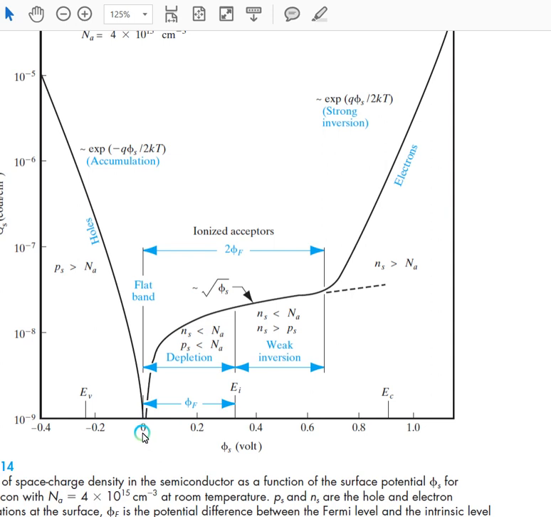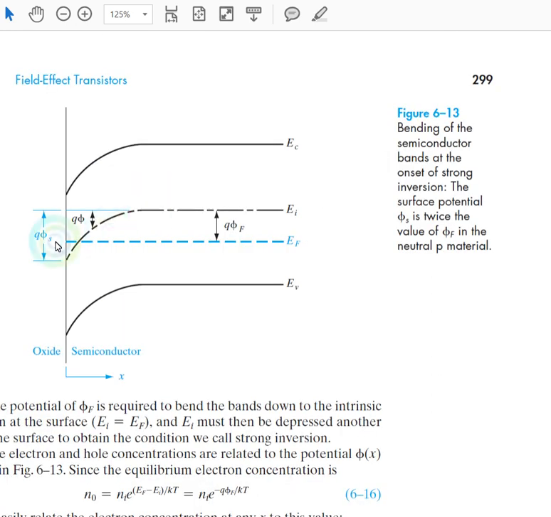Now when the surface potential is 0, we're not sure what will happen, but when the surface potential is negative, that means when the bands are bending upwards. That is what I told you: phi s is negative means, because phi s measures the amount of bending of EI below EF, when EI is above EF and is bending upwards, that means when it is negative, we have the p-type substrate.